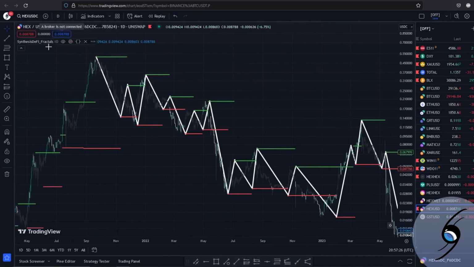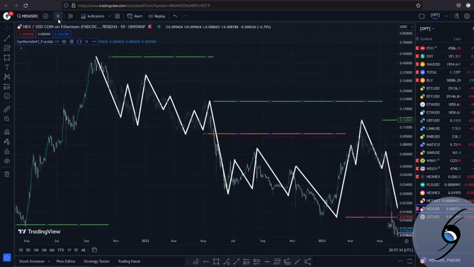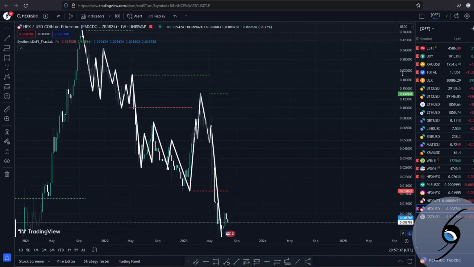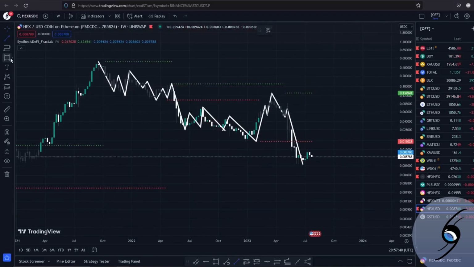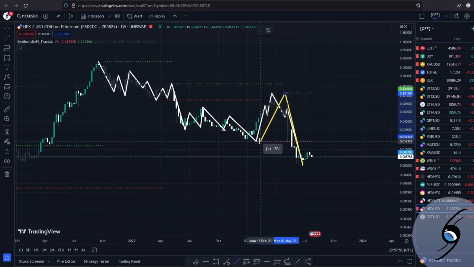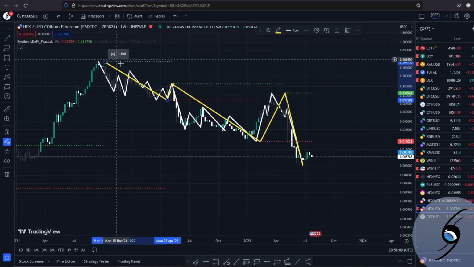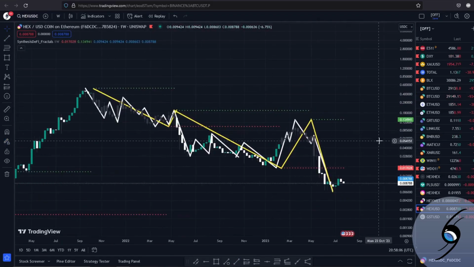Now, listen, the market is like a Russian doll. There are fractals within fractals. So I'm going to change my indicator to 1 week, and you'll see that actually we had 3 legs. And inside these 3 legs, we have the daily legs, the daily fractals, right? Inside the weekly fractals, we have the daily fractals. As you can see, we had top, bottom, top, bottom, top, bottom. The same pattern repeated here.